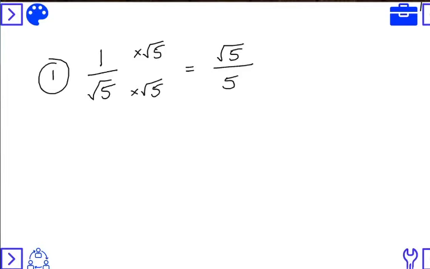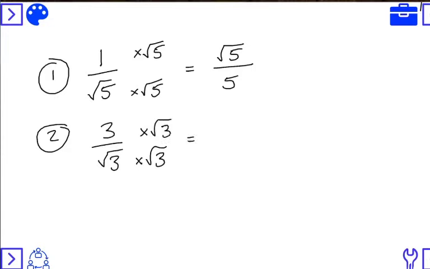Number 2. What if I had 3 over root 3? Now, in the same way as we got rid of the root 5 in the previous question, I'm going to times the surd by itself. But whatever I do to the bottom, I then have to do to the top. So on the top, I then get 3 root 3. And on the bottom, root 3 times root 3 is 3. Now here we've got an example of a question that results in a fraction, but the fraction itself can then be simplified. So in this case, 3 divided by 3 is 1, so we then end up with root 3.